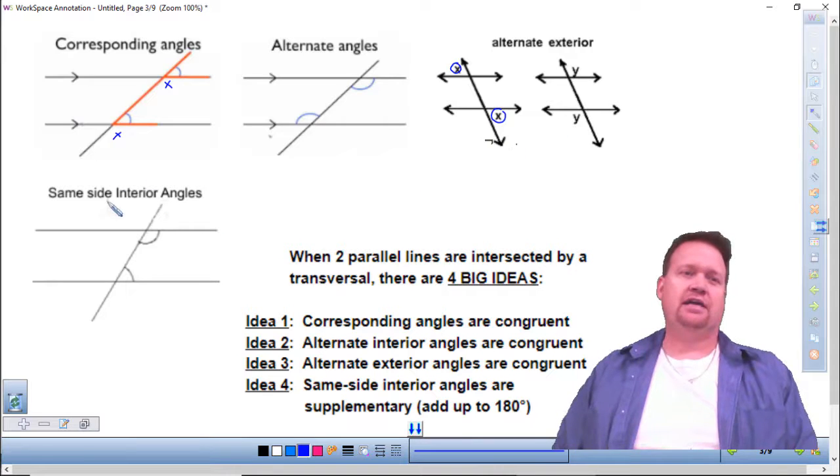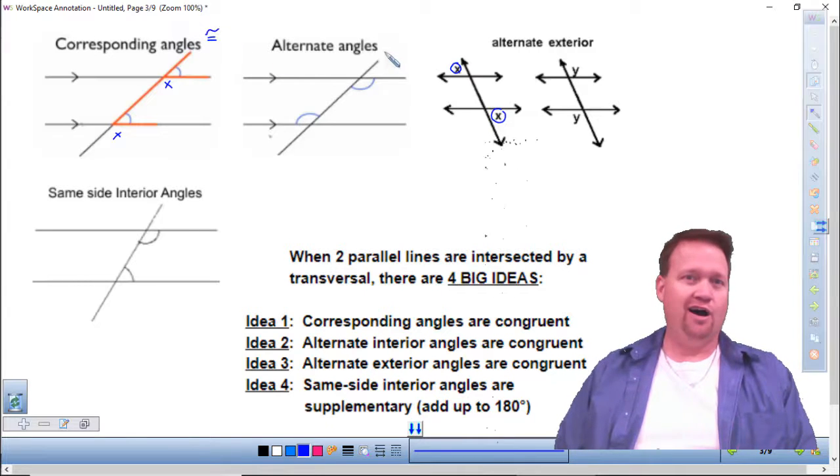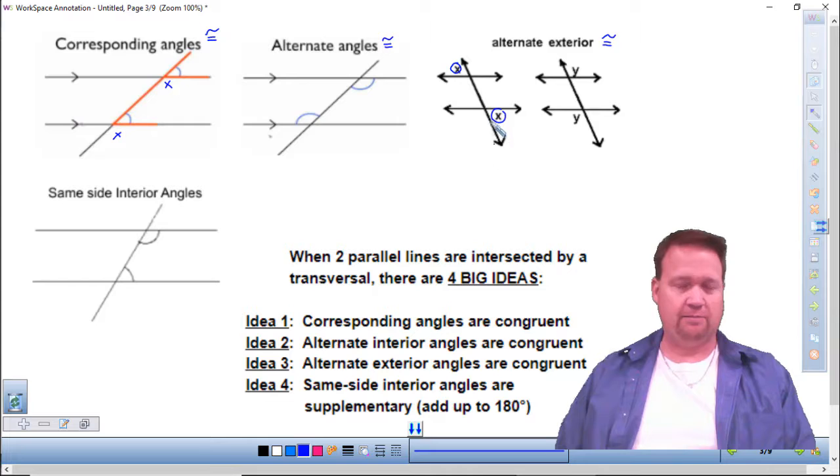The last type that we need to talk about are same side interior angles. So they're on the same side of the transversal, and they're on the inside or interior of the 2 parallel lines. Now, there are 4 big ideas that you have to know about parallel lines. The first ones, and if you want to write symbols on your notes, corresponding angles are congruent. Alternate interior angles, those things are also congruent. And so are alternate exterior angles. Those are congruent. So for example, the number of degrees in this angle would be the same as the number of degrees here. The number of degrees in angle X would be the same as the value down here. They would have the same number of degrees.